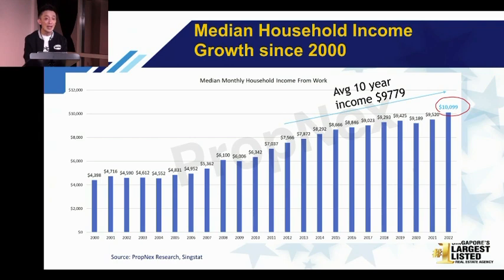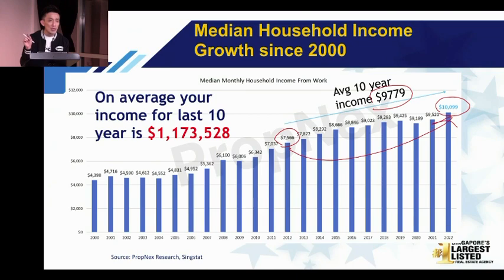has increased to about $10,000, close to $10,100. But do you know, the last 10 years, if you really work for the last 10 years based on this income, I averaged it out from 2012 all the way until today. I average it out, your income is about $9,000 over dollars. Do you know that if you really work hard for the last 10 years, your average income is 1.1 over million? So what does it mean?